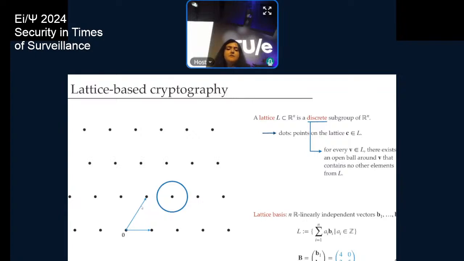And then you say that a point on a lattice is any integer combination of this basis. So it has to be integer coefficients in the linear combination. Any point here that cannot be written as an integer combination of these two is not a point on the lattice. Okay, so that is a lattice.